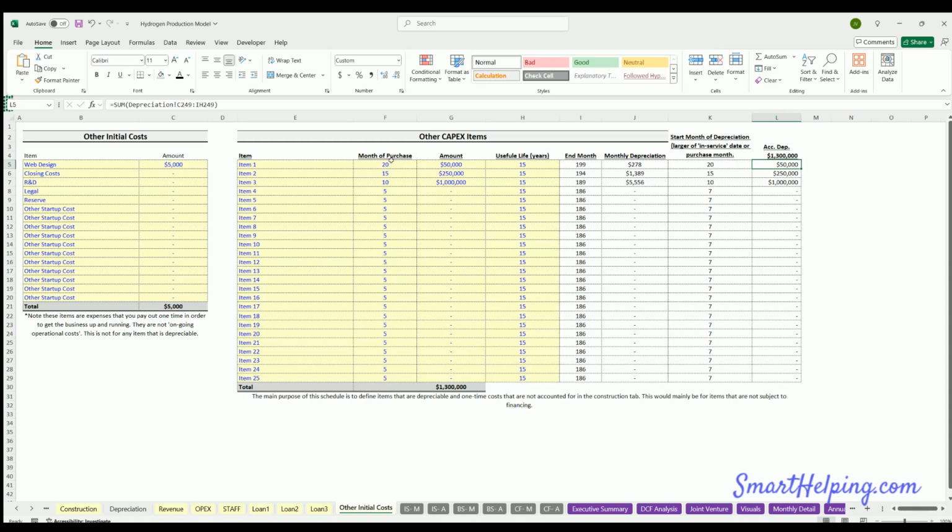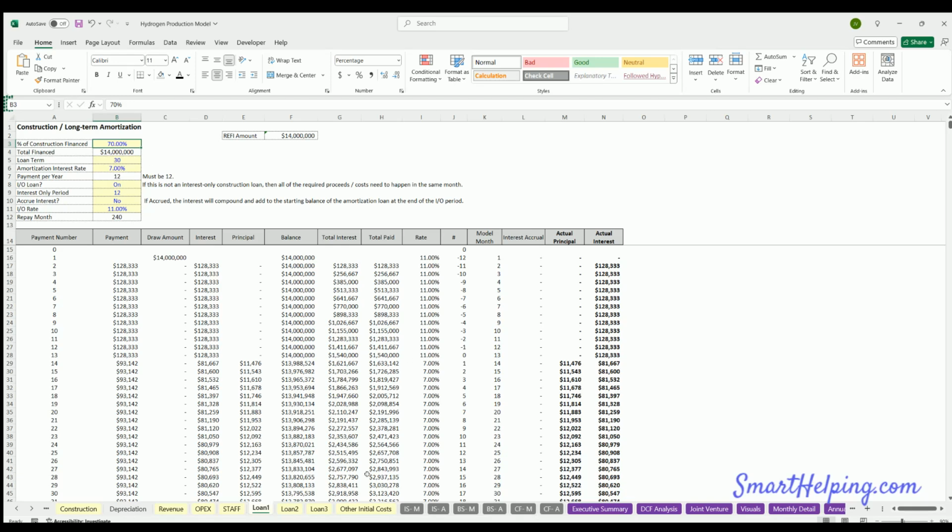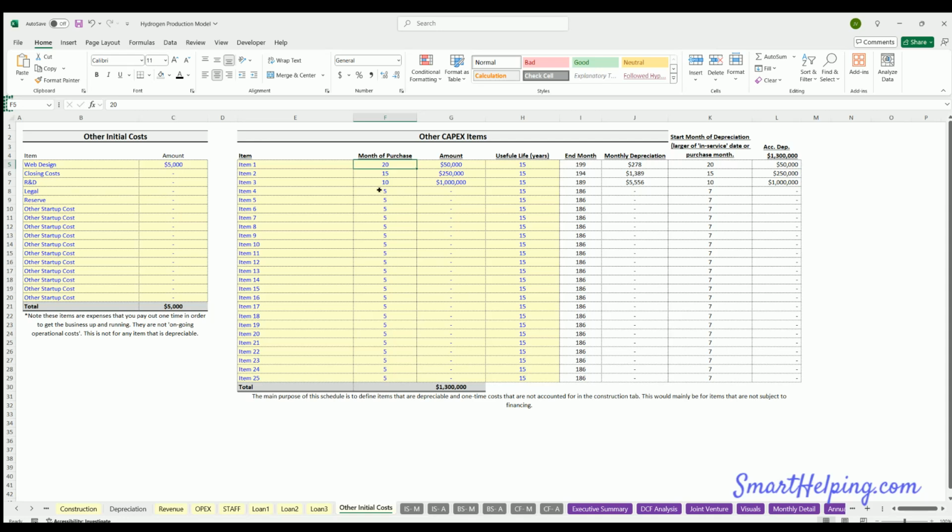Other initial costs. So here, if you have one-time future CapEx purchases that you don't want to put on the construction schedule for whatever reason, note that all the costs on the construction tab are subject to the financing percentage. If you have costs that you don't want to finance, you could put them here and just define the month number, the amount, and the useful life, and those will be depreciable items. You've also got other costs that are non-depreciable. This could be initial legal costs, what have you. These all happen in the very first period.